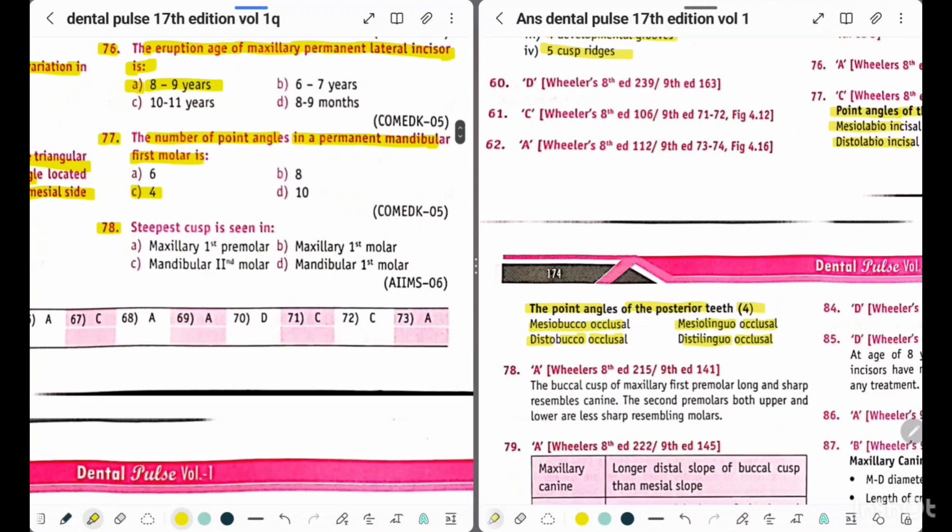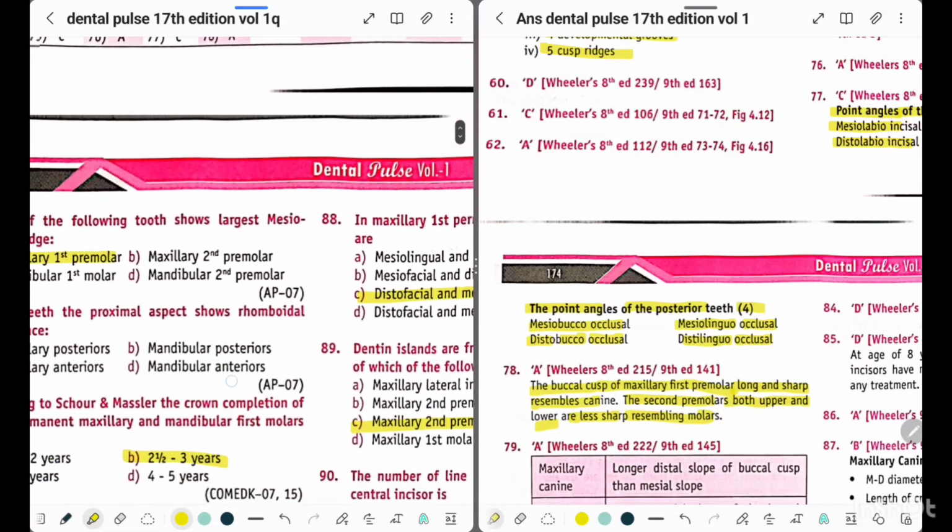Okay. Question 78. Steepest cusp is seen in. So its answer is maxillary first premolar. Okay. The buccal cusp of maxillary first premolar is long and sharp, resembles canine. The second premolars, both upper and lower, are less sharp, resembling molars.